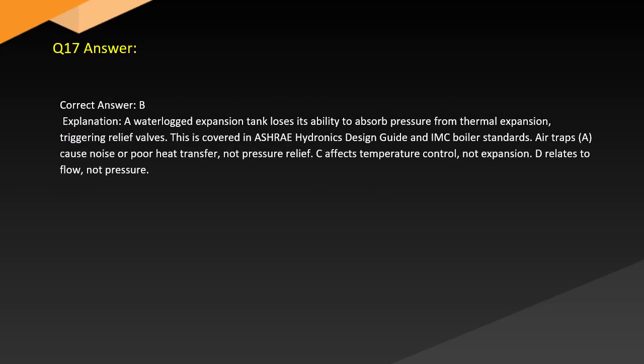Answer. Correct answer: B. Explanation. A waterlogged expansion tank loses its ability to absorb pressure from thermal expansion, triggering relief valves. This is covered in the ASHRAE Hydronics Design Guide and IMC boiler standards. Air traps, A, cause noise or poor heat transfer, not pressure relief. C affects temperature control, not expansion. D relates to flow, not pressure.